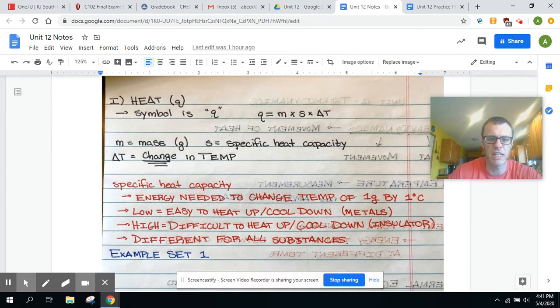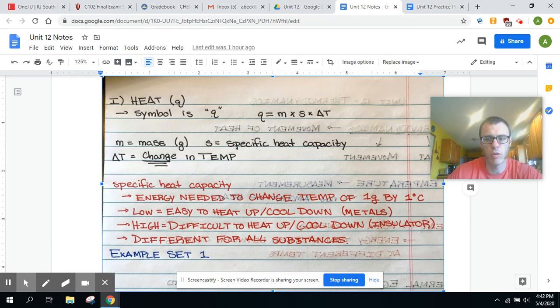So here we're going to start with heat. Its symbol is Q. I don't know why, but its symbol is Q. So there it is: Q equals M times S times delta T. That is it right there. Mass is in grams. Specific heat capacity, we're going to jump into right now. And then delta T is the change in temperature. That's the important thing. It's a change. It is not the temperature.